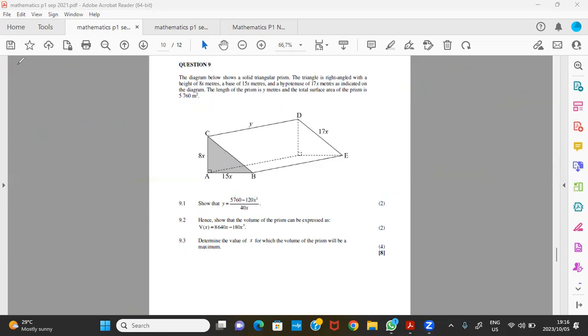Then 9.2, they say hence. So already you know when you see the word hence, that means we are going to use this in our question. So they say hence show that the volume of the prism can be expressed as V of x is equal to 8,640 minus 180x cubed.